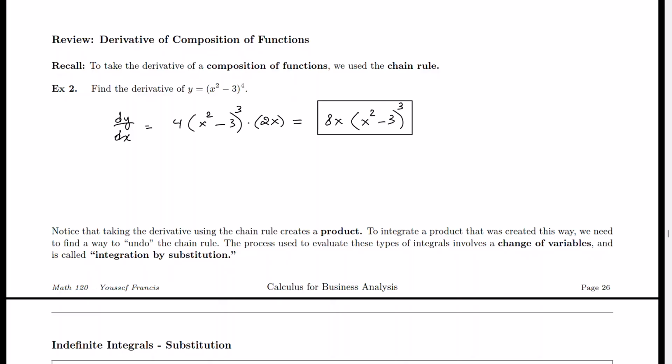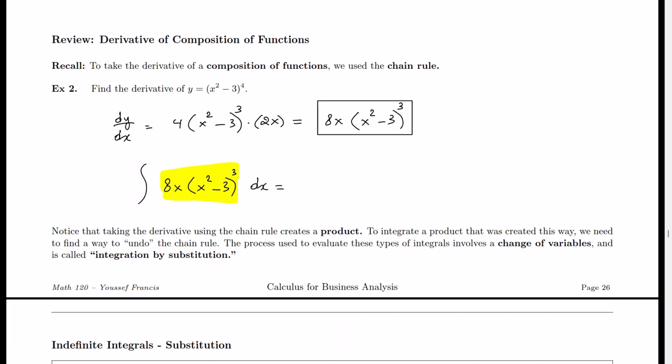Now, the point of this section is this. If I give you 8x, x squared minus 3 to the power of 3, and I say I'd like to know the antiderivative, so I would like to know the function whose derivative is basically going to be this.